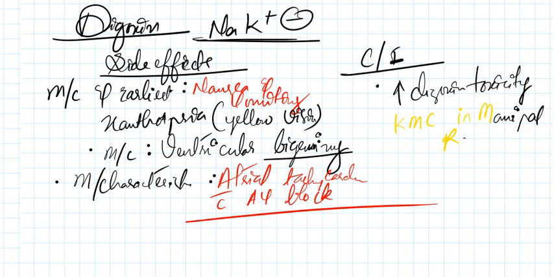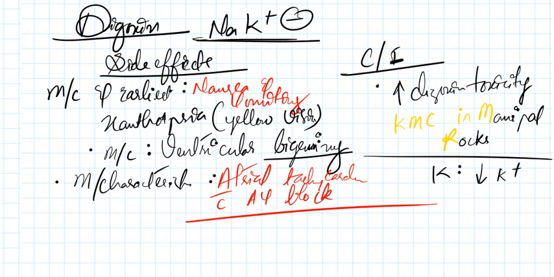Simply remember this mnemonic. What is KMC in Manipal rocks? K for hypokalemia, M for hypomagnesemia, and C for hypercalcemia. And M, that is in Manipal.